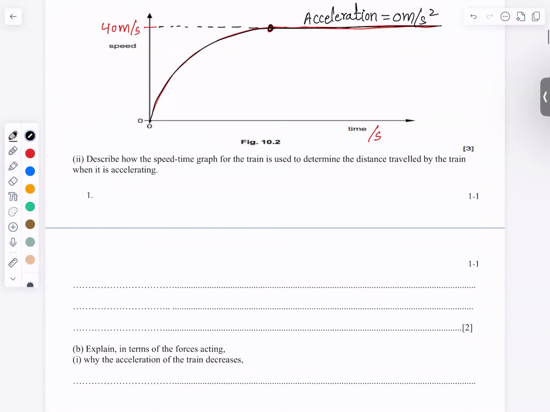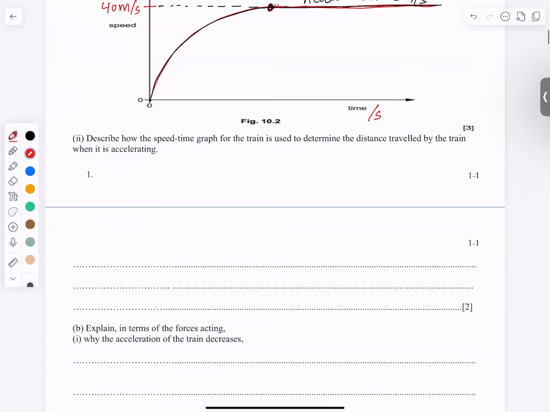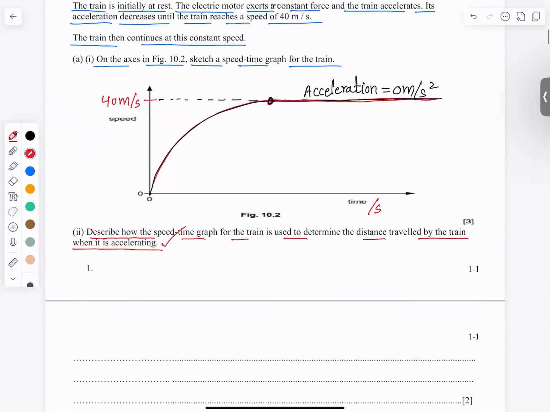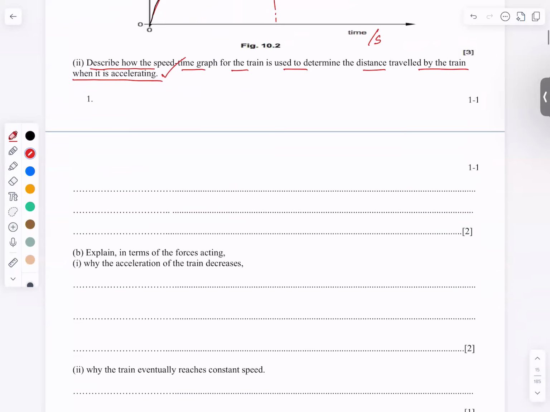Now the next part of the question. Describe how the speed time graph for the train is used to determine the distance traveled by the train when it is accelerating. So it is accelerating as long as the speed time graph is not a straight line but it's a curve. So you can say that the area of the graph under the curve. So area of that part which is curve will be calculated to calculate the distance traveled.